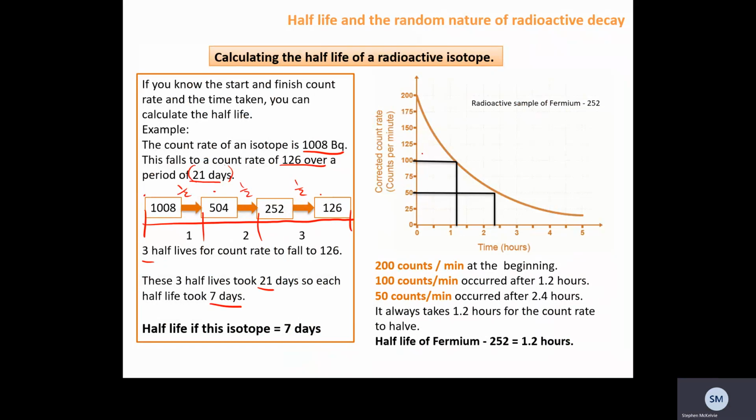You can also use a graph to do it. So we started off with 200 as our count rate. When our count rate went down to 100, we draw an intercept, and we see that the amount of time taken was 1.2 hours. For 50%, the amount of time taken was 2.4 hours. So the half-life is 1.2 hours.